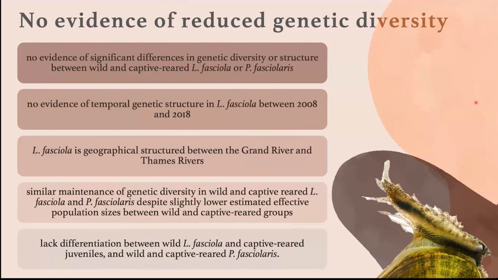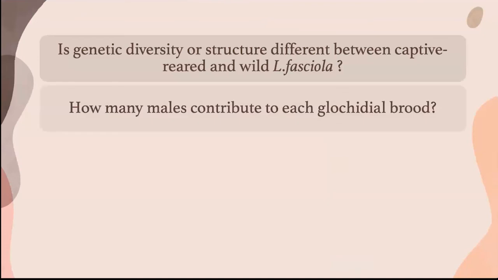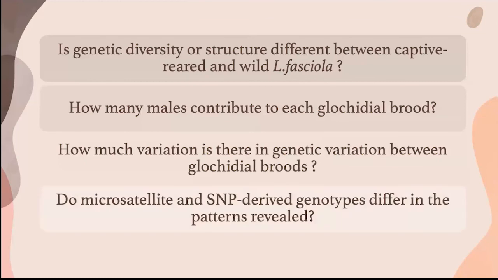And results from the study are currently in revision at the Canadian Journal of Fisheries and Aquatic Sciences. We wanted to take a deeper look at some of these questions. Specifically, is genetic diversity or structure different between captive-reared and wild Lampsilis fasciola? How many males contribute to a glochidial brood? How much variation is there between glochidial broods? And do microsatellite and SNP-derived genotypes differ in the patterns revealed?